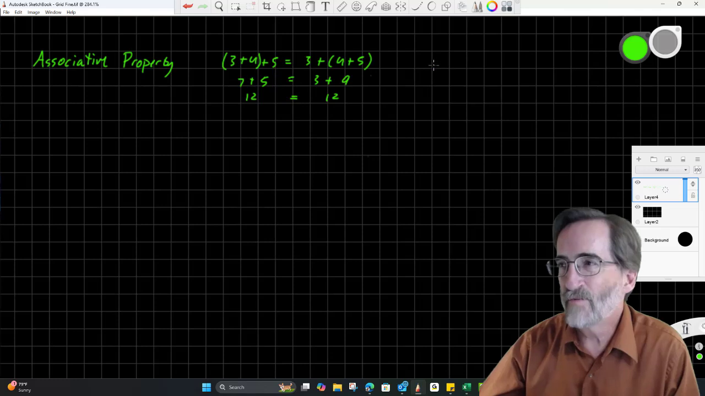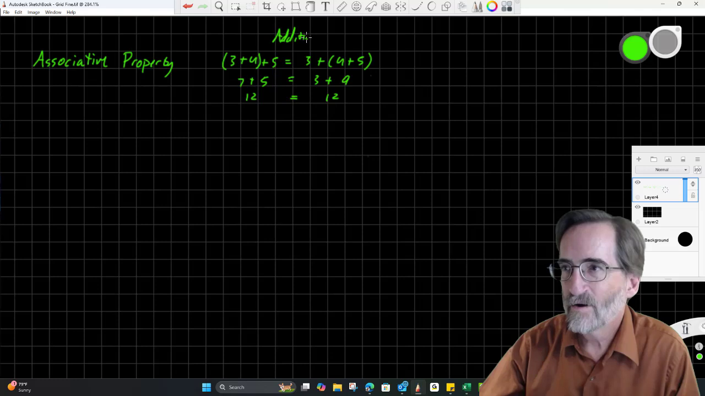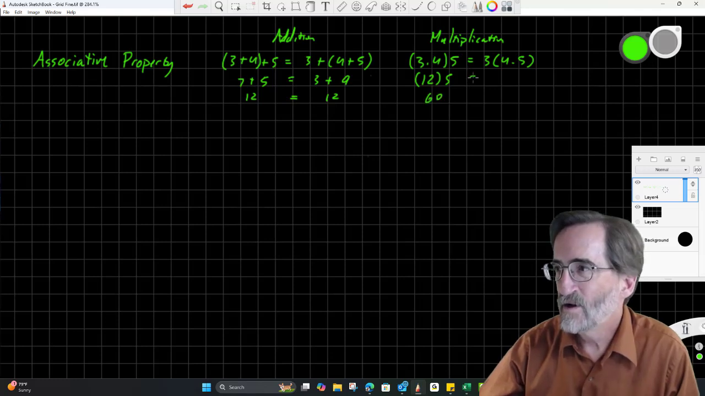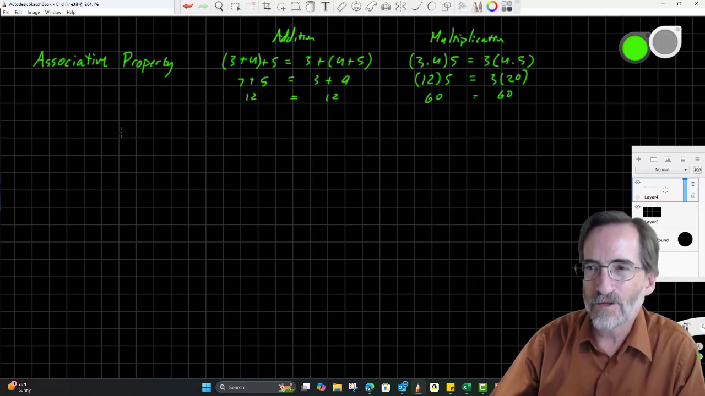And there's an associative property for addition. And there's an associative property for multiplication. Okay, so 3 times 4 times 5 is the same as 3 times 4 times 5, grouped differently. Just to verify, 12 times 5 is 60. 4 times 5 is 20. 20 times 3 is 60. Okay, so you can verify it yourself. It does work.